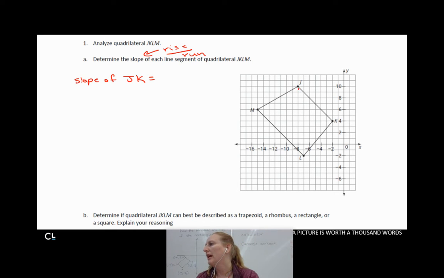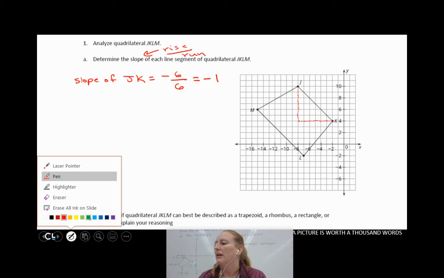So to get from J to K, it looks like I got to go down. 1, 2, 3, 4, 5, 6 units down. So that's my rise. That's a -6. And then my run, 1, 2, 3, 4, 5, 6, is 6. Of course, that does simplify down. Always simplify whenever you can. -6 divided by 6 is, of course, a -1. And there you go.